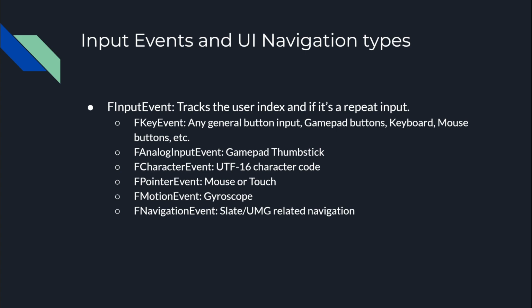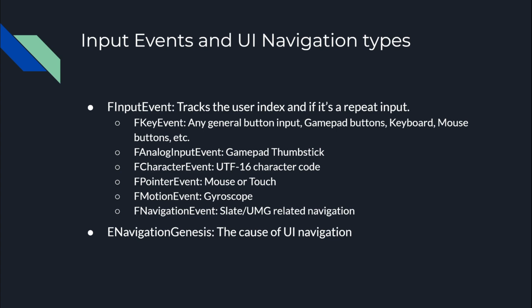Then you have pointer events, which are basically the mouse and touch inputs. It even has a thing of, is this a touch input inside of there? So you can just check that. FMotionEvents are basically gyroscope events. They include acceleration, gravity, tilt, rotation rate, etc. And then you have navigation events. So navigation events are specific to Slate and UMG navigation when you're focusing a button and you want to focus another button. That's what they basically send across, navigation events, where they'll have a genesis and a navigation type if it's going left, up, down, right, etc.